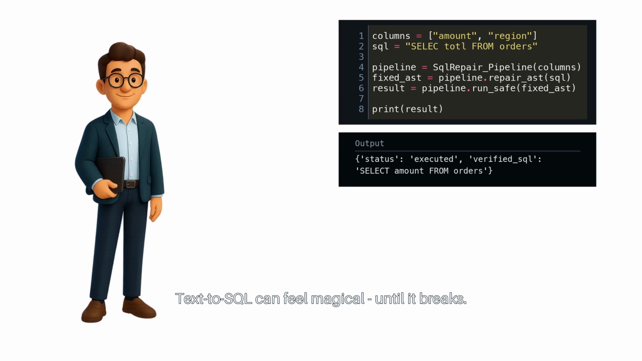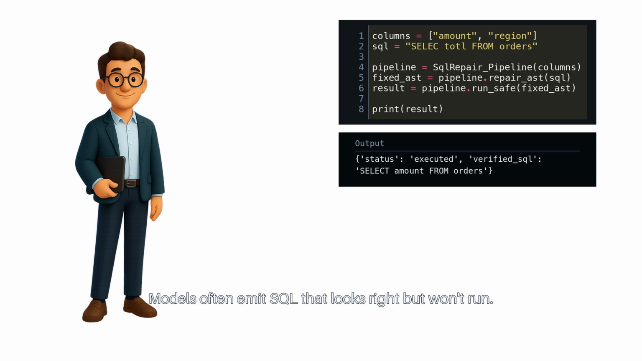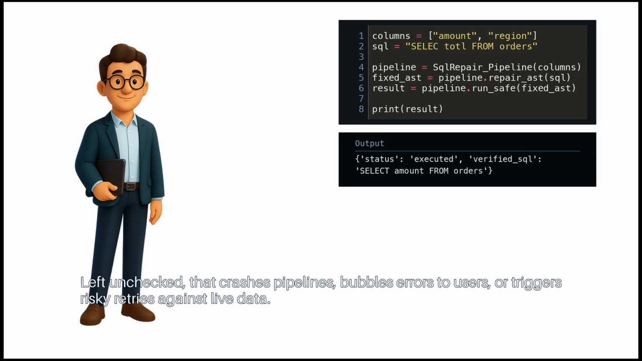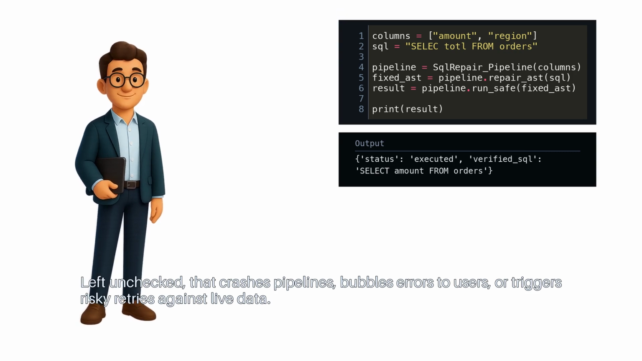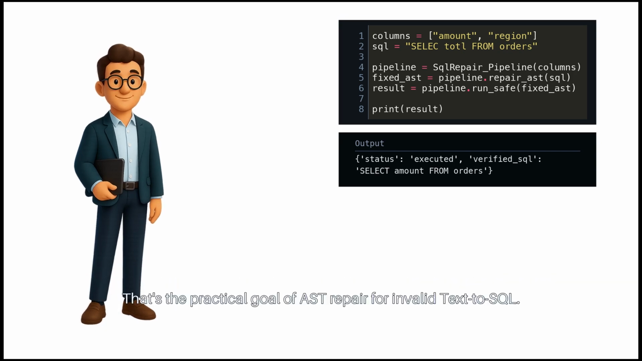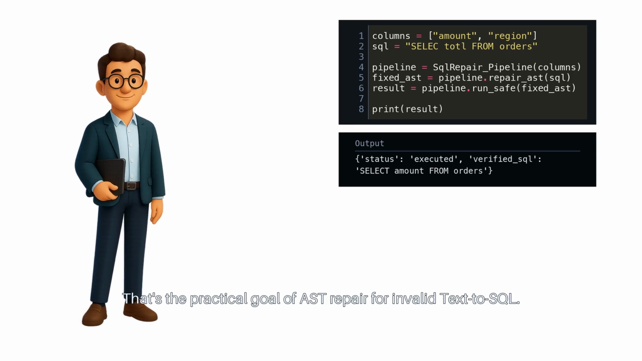Text-to-SQL can feel magical until it breaks. Models often emit SQL that looks right but won't run. Left unchecked, that crashes pipelines, bubbles errors to users, or triggers risky retries against live data. We need a predictable pattern. Detect bad SQL, make narrow edits, and only execute what we verified. That's the practical goal of AST repair for invalid text-to-SQL.